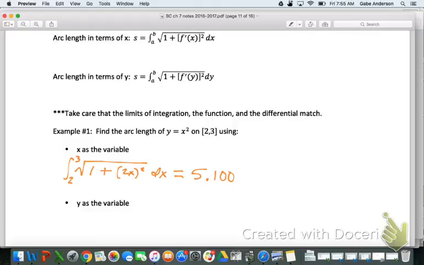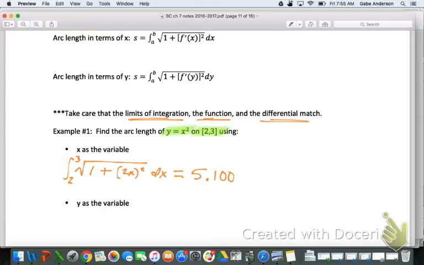Okay. So, ladies and gentlemen, I want to go back up to the little statement above to make a point. It says, take care that the limits of integration, the function, and the differential all match. So as we transition into the other question, we should get the same answer. The limits of integration, the function, and the differential all need to be in terms of x or in terms of y, but it can't be a mix. This interval from 2 to 3 was in terms of x, and y equals x squared was y in terms of x. So when you use y as the variable, we should get the same answer, but the setup is going to look pretty different, because everything is going to be in terms of y. Take a minute, convert everything over to y's, and see if you get the same answer. You can use your calculator as well to check.